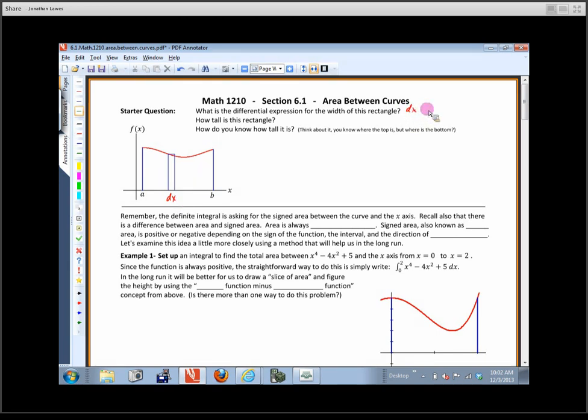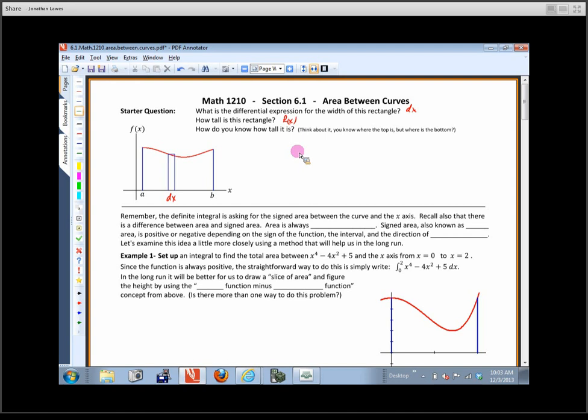And then how tall is the rectangle? How far is it from here to here? f of x. Okay, so we're going to use the function to represent the height. And then I've got this question that says, how do you know how tall it is? Well, we never concerned ourselves with this before, thinking about how tall it is. We just said it was always the function height. But why is it f of x tall? Why can you say the height of that rectangle is the function value at that point? Why is it something else? Why isn't it taller than that? Why isn't it shorter than that?